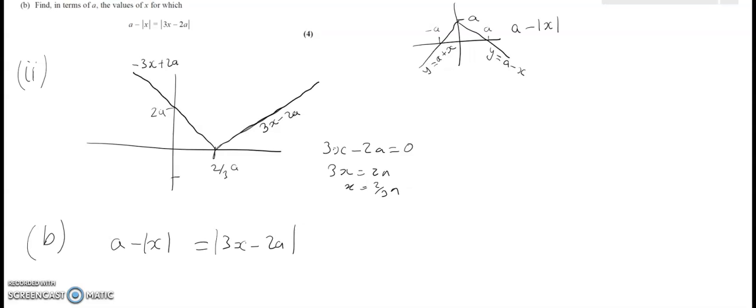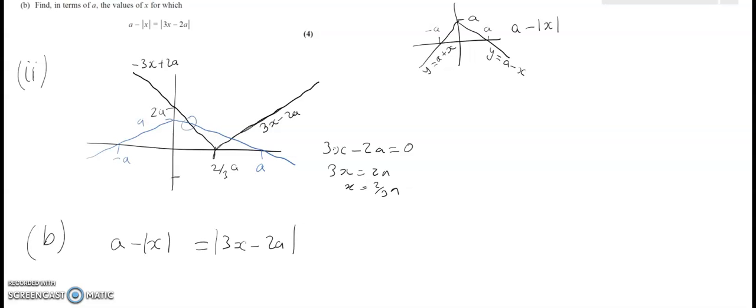What I'm going to do is draw the graph of part A on top of this. And this is where it's important that you represent your gradients accurately. So in part 1 we had gradients of 1 and minus 1, whereas in part II we had gradients of minus 3 and 3. So part II gradients are steeper, so we're going to make this one really shallow, and it's going to go through a. Ignore my scales. This is a, and this is a, and this is minus a.